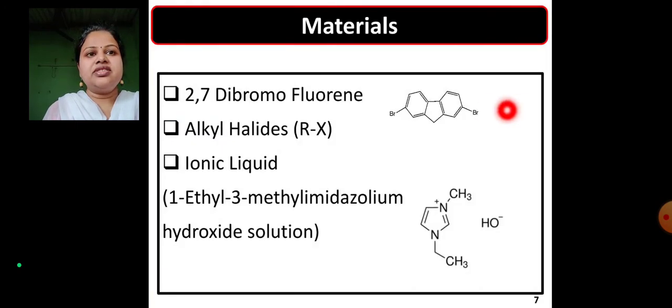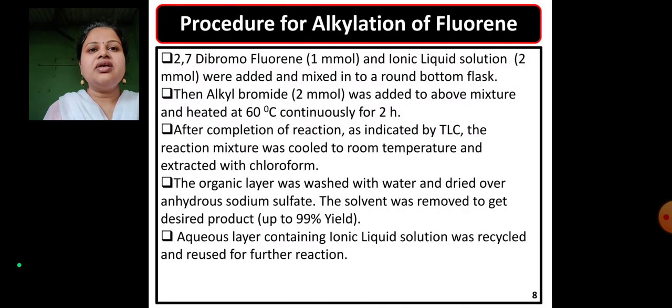These are the various materials used for the synthesis of these particular monomers, in which we required 2,7-dibromofluorene, alkyl halides and the ionic liquid 1-ethyl-3-methylimidazolium hydroxide solution. This is the procedure for alkylation of fluorene, in which first 2,7-dibromofluorene and ionic liquid solution were added and mixed in a round bottom flask. Then alkyl bromide was added to our mixture and heated at about 60 degrees Celsius continuously for 2 hours, monitoring the completion of the reaction by TLC.